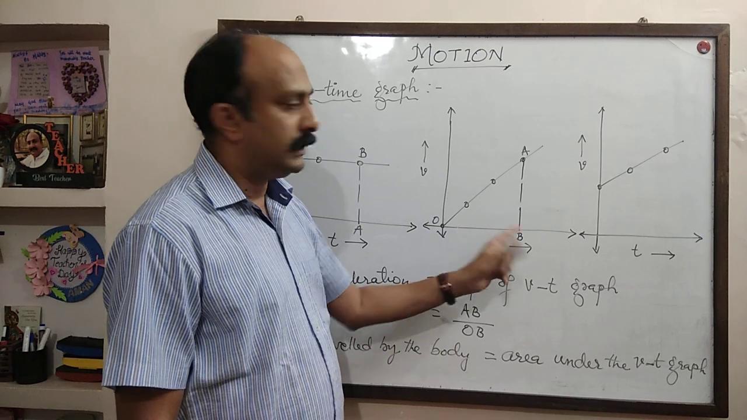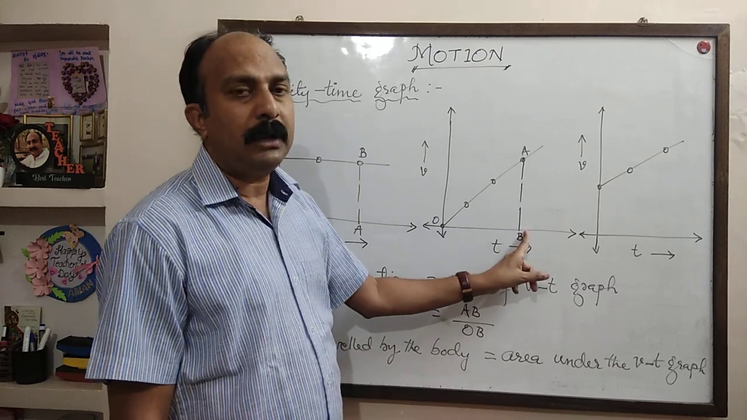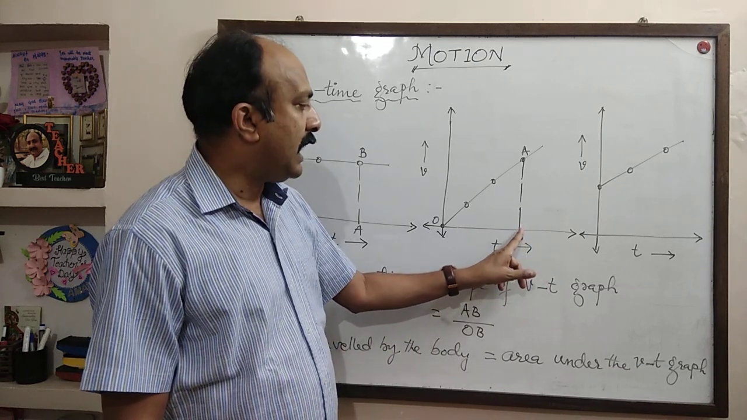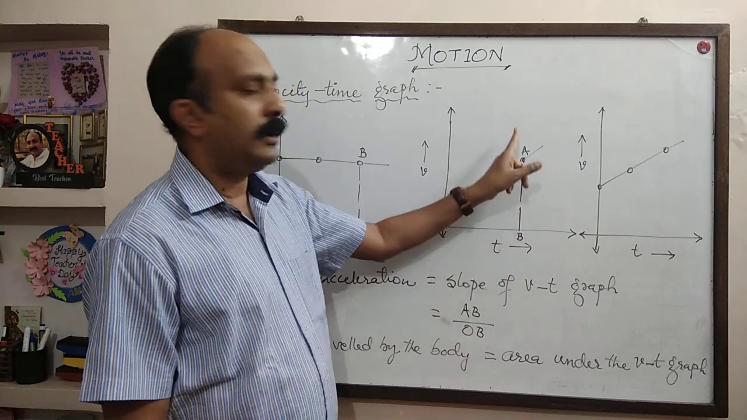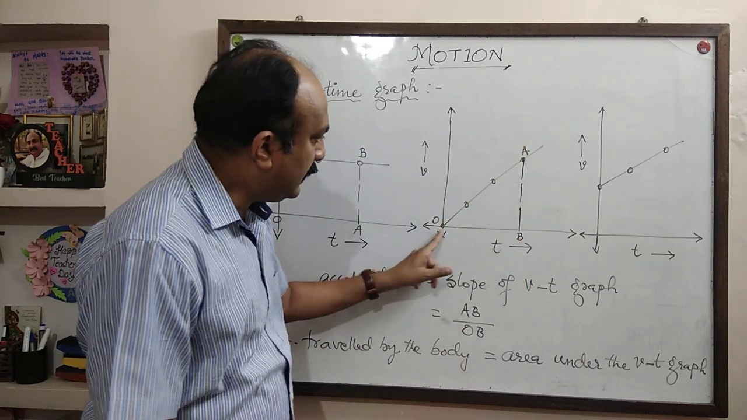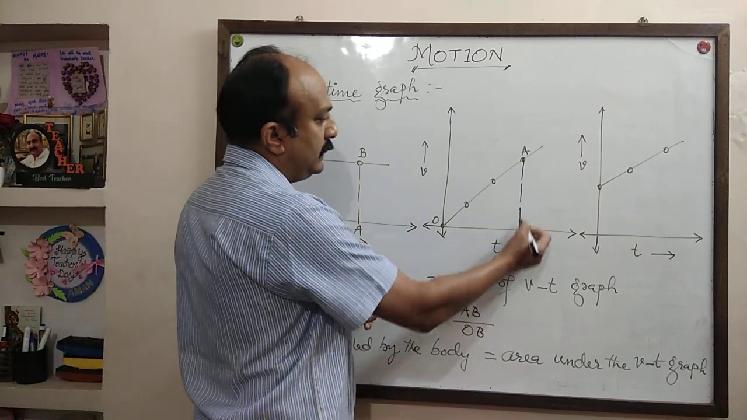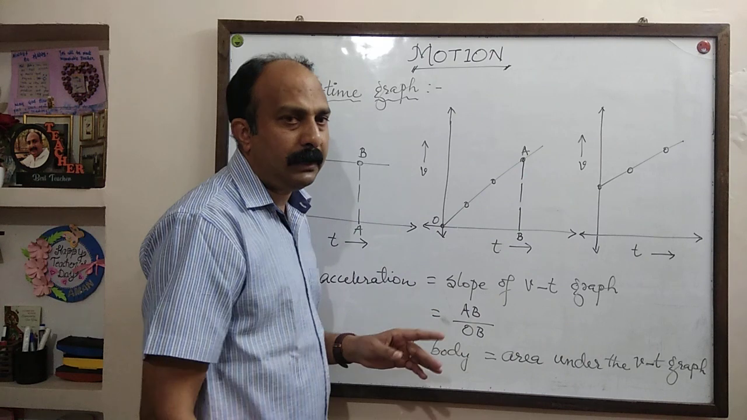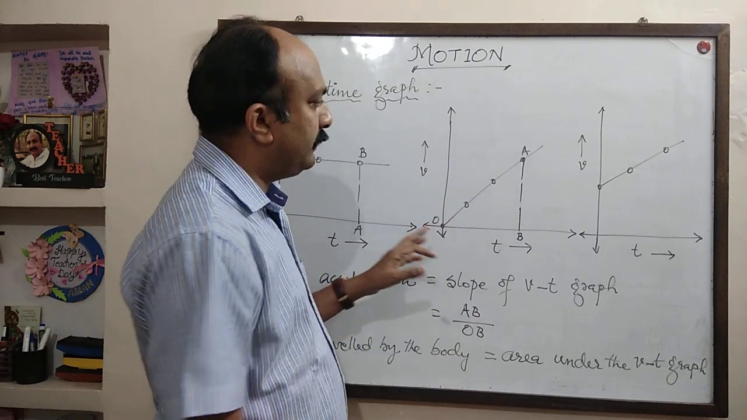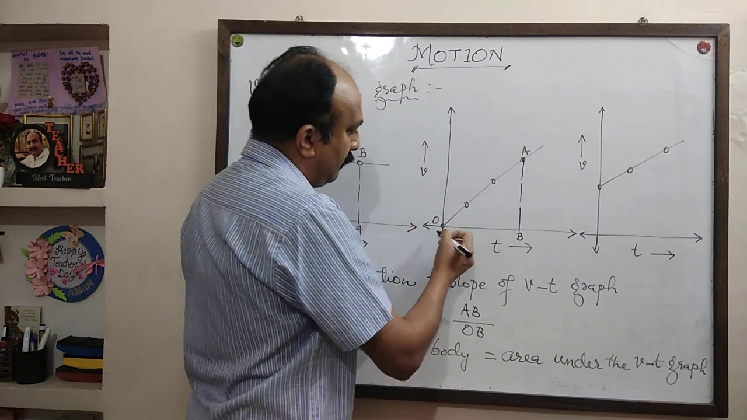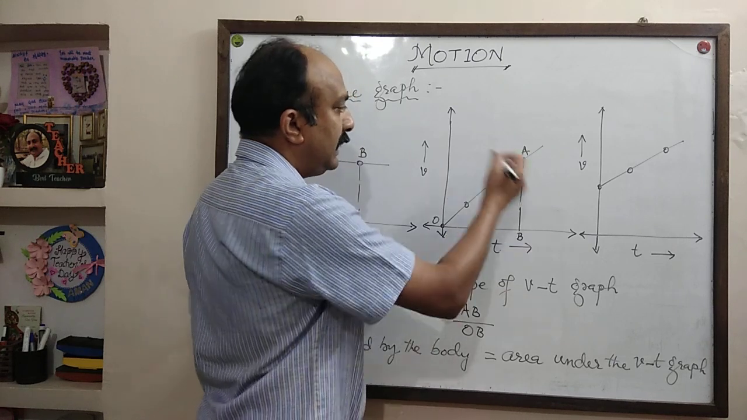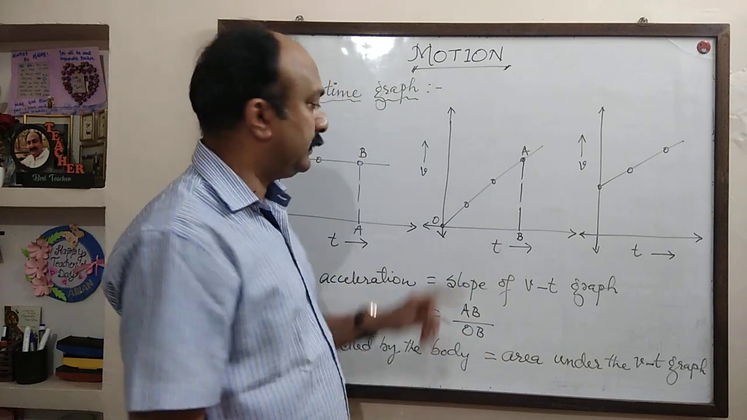After time t seconds, suppose you have to calculate the distance traveled. So at t seconds, you may draw a perpendicular. This time you are getting a right angle triangle. At t seconds, you have drawn a perpendicular to touch the VT graph. Now a right angle triangle is formed here.